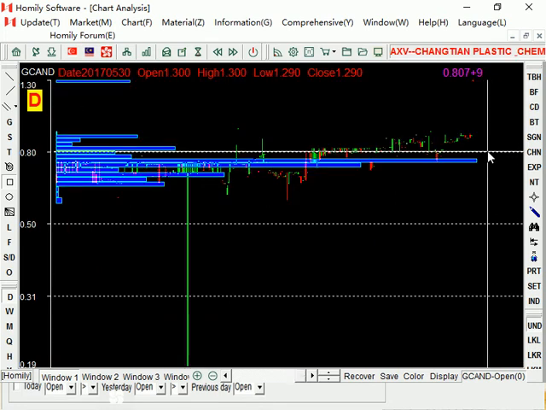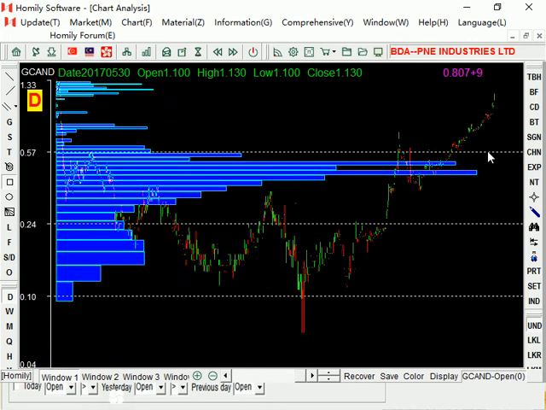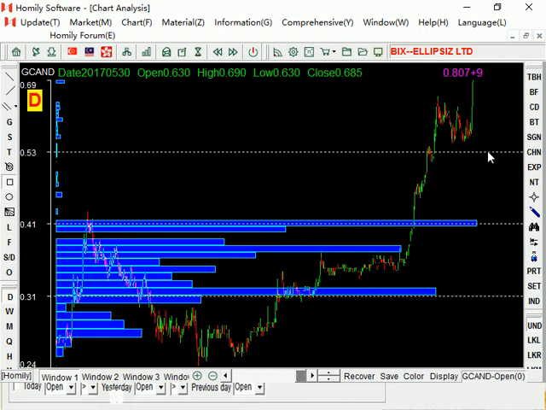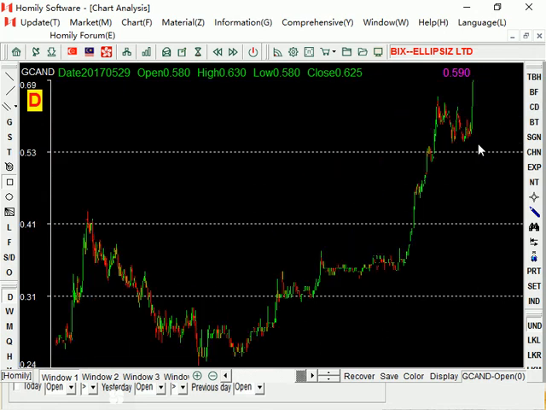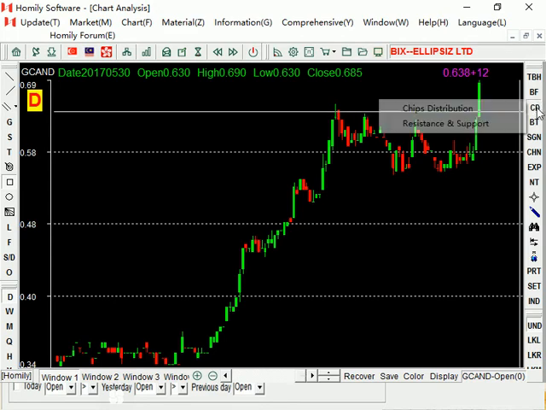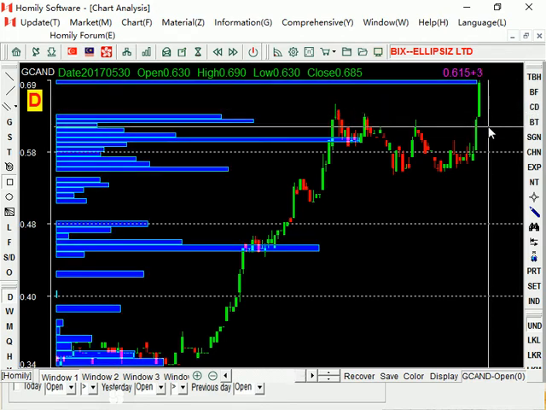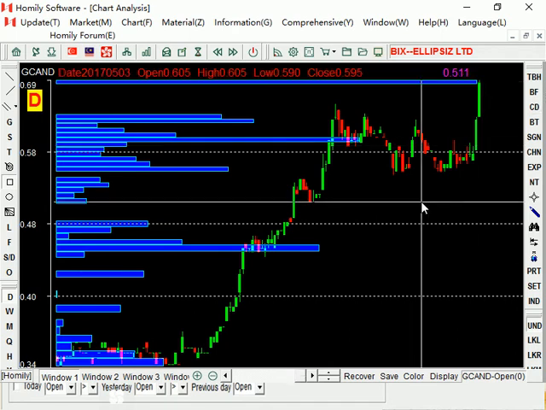Okay, so we can see this one. This one is so strong, right? Already a new high. Then this one is also a new high. So is this one good or not? Yes, it's quite good. Why? Because it created a new high again. Then we can click CD, chips distribution. If you never bought this stock, will you get in now or not? No, because we can see big resistance, right? So the rising space is too small. Then you should wait and see.